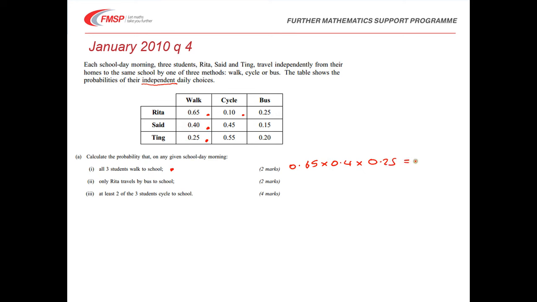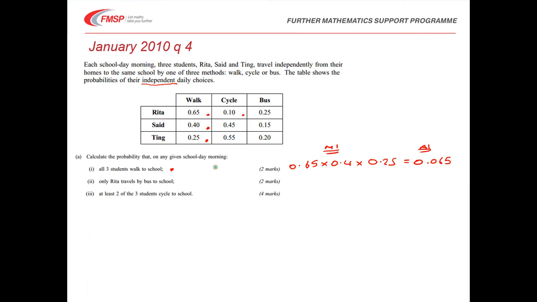Okay, and that's going to give me a value either as a fraction or as a decimal of 0.065. So you get a method mark here for indicating that we're multiplying the independent events together. And we are also getting an accuracy mark for getting 0.065. So for the second part of the question, I'll change colour.